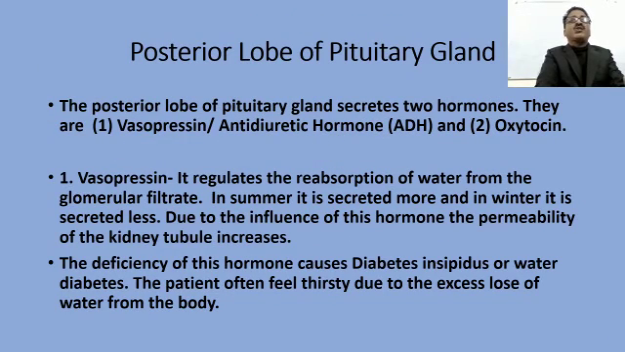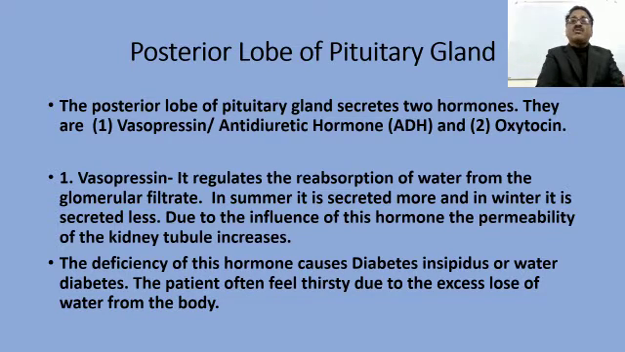Next, the posterior lobe of the pituitary gland. The posterior lobe of the pituitary gland secretes two hormones. They are vasopressin, which is also known as antidiuretic hormone, or in short ADH. And the second one is oxytocin. First, let us know about vasopressin.